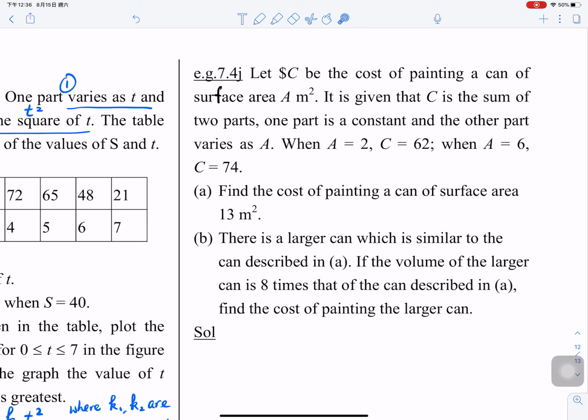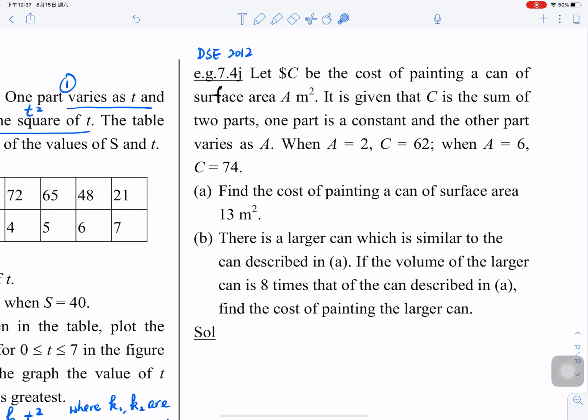This question is a public exam question. It comes from DSE 2012. Let's have a look all together. Let C be the cost of painting a can of surface area A meter square. This is the cost C and the surface area A.